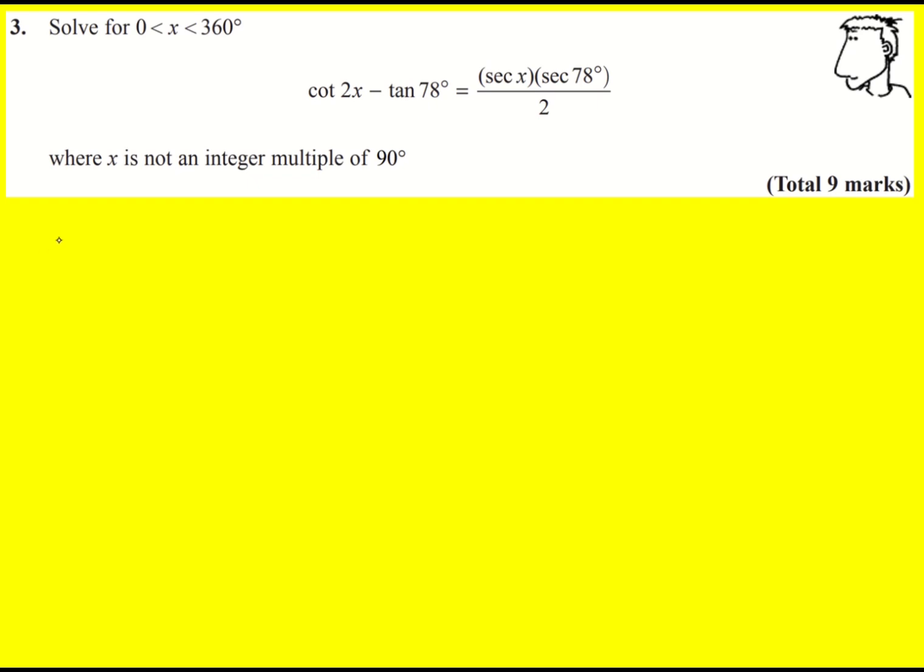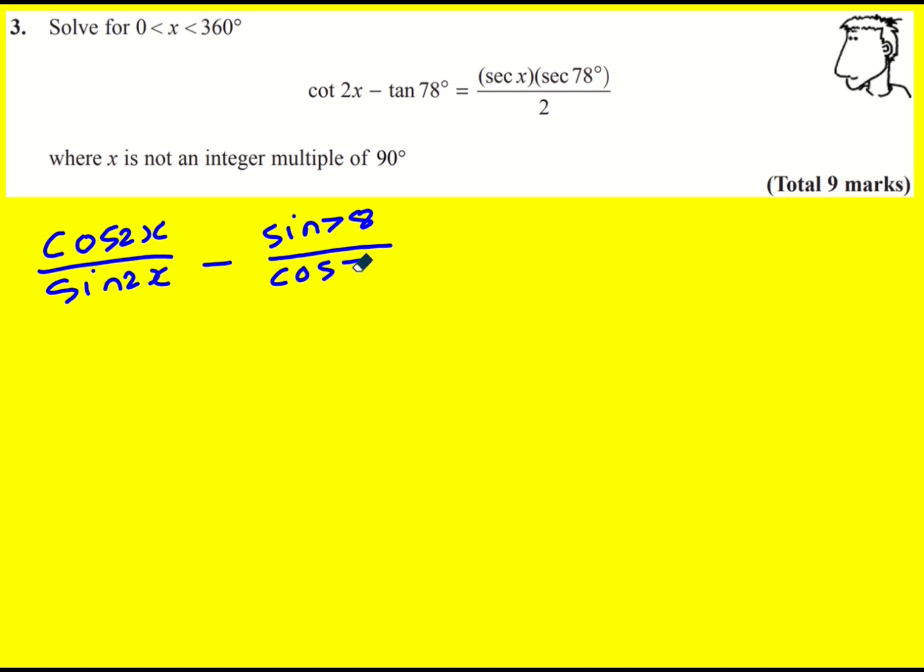Okay, first thing I'm going to do is write cot 2x as cos 2x over sine 2x. It's not like it's cot squared and we can start using identities. So I'm going to try and get it in terms of more simple trig functions. And I'll write tan 78 as sine 78 over cos 78. Well, that still looks quite complicated, but let's get it over a common denominator.